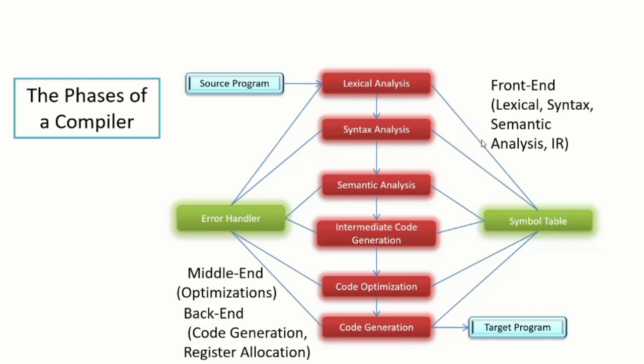So the front end is the analysis phase: lexical analysis, syntax analysis, semantic analysis, and intermediate code generation. In the middle end, the optimization phase, that is code optimization. And the last one, the back end, the code generation phase, or register allocation. I hope you all understand what the front end, middle end, and back end are.